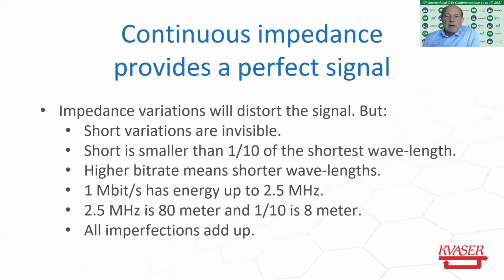So I will talk a bit about the CAN bus layout and the CAN driver in cooperation with the bus. It's all based on impedance variation, because variation in impedance will distort the signal. But if you make the variation short, it becomes invisible, and it's related to the wavelength in the communication. If you have 1 megabit per second, typically 2.5 megahertz is the bandwidth you need, and that's 80 meters. So a drop of 8 meters will work fine. The problem is that if you have more drop lines, it will add up.